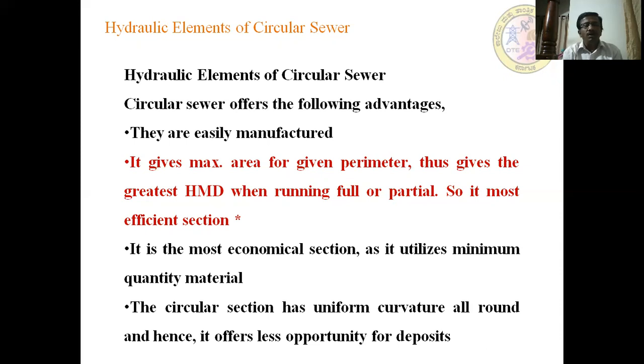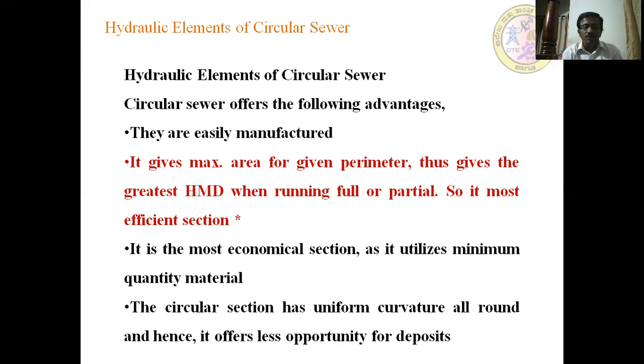It gives maximum area for a given perimeter, thus giving the greatest hydraulic mean depth when running full or partially full. So it is the most efficient section, even for partial flow or running full, in terms of hydraulic mean depth. Hydraulic mean depth is called R. R is the important factor affecting the design of any section. The hydraulic mean depth is more when you compare with any other section, so it is usually preferred to carry sewage or water through the circular section.